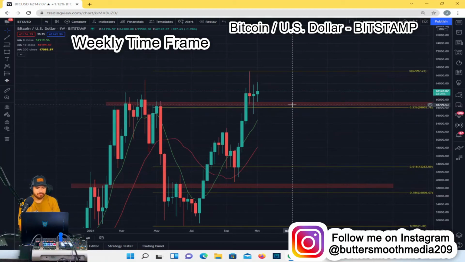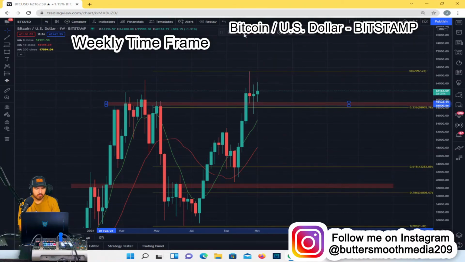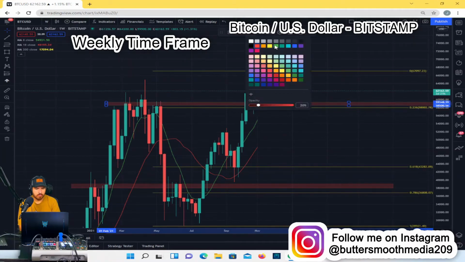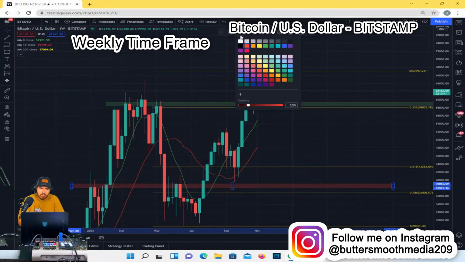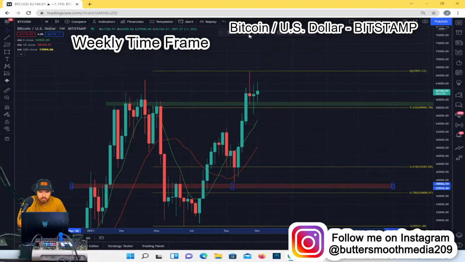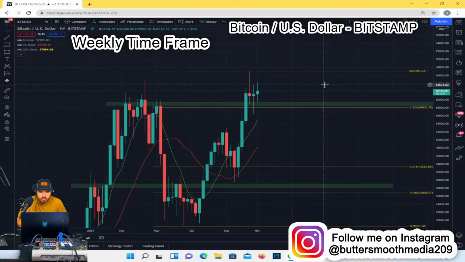Correct. And right now, let's change this so I can practice what I preach. Let's put these as green because these both are levels of support currently. So we have green here. This also is a level of support. I like to have it green, obviously. And then resistance, I like to have red.